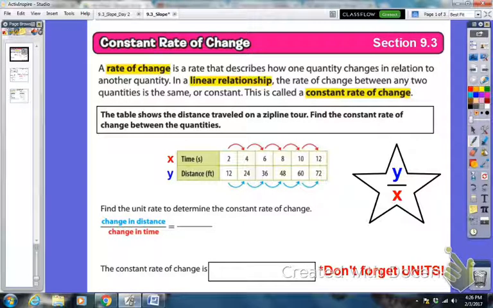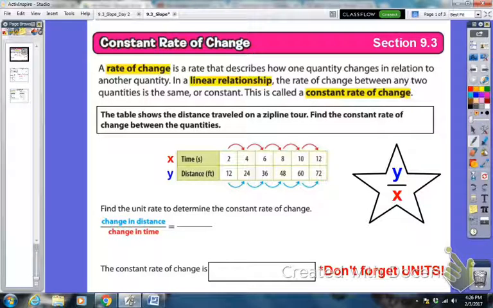A rate of change is a rate that describes how one quantity changes in relation to another quantity. In a relationship, the rate of change between any two quantities is the same, or constant. This is called a constant rate of change.